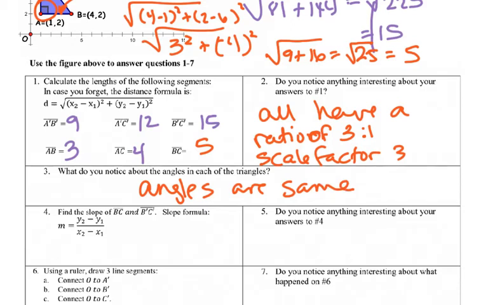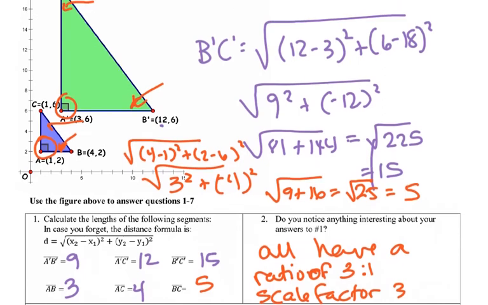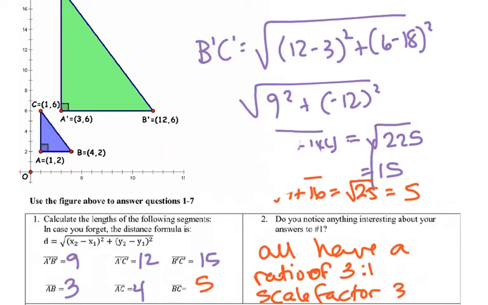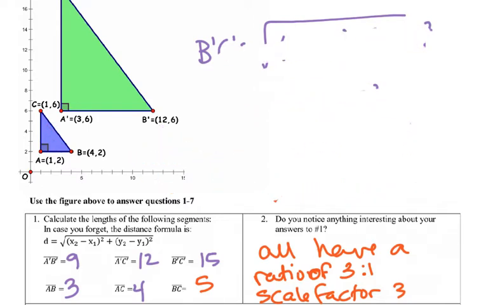Okay, the next one, number 4, it says find the slope of BC and B prime C prime. So let's take a look. That's the hypotenuse of these triangles. And so I'm going to find the slope. Remember, to find the slope, I'm going to erase some of this. To find the slope, we are going to do change in y over change in x.